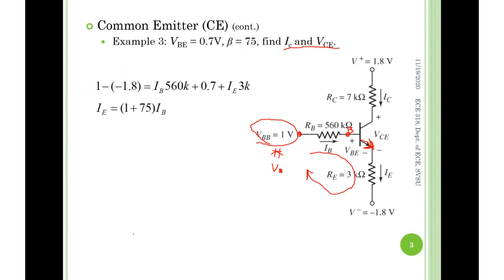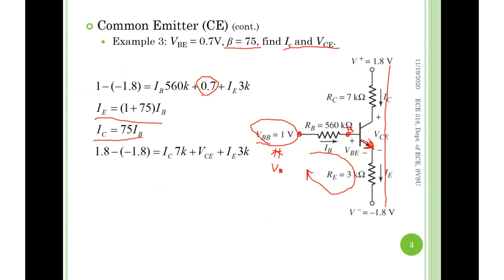Second, we have two, I call them free equations. Don't forget to use them. Free equations in terms of the given beta 75. Of course, back in the first equation here, we already applied VBE equals 0.7, so we are not wasting it. The last is from top to bottom KVL, from positive 1.8 to negative 1.8.